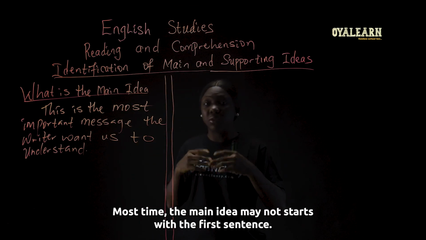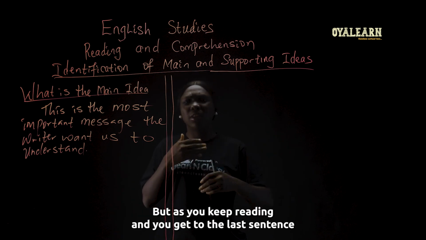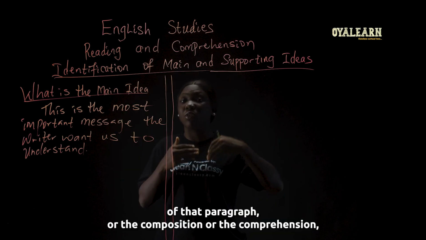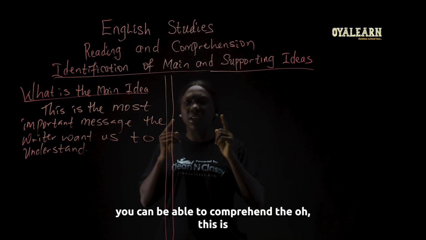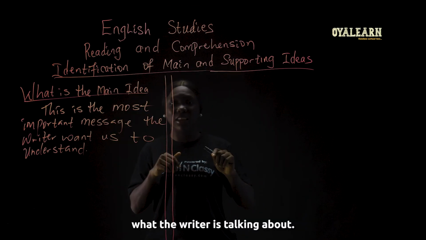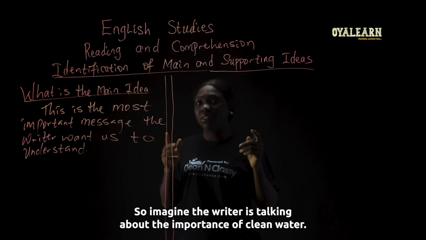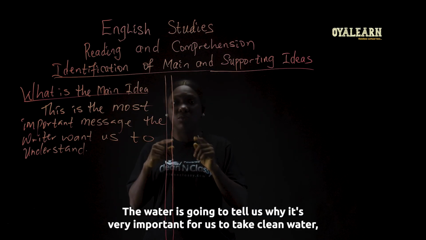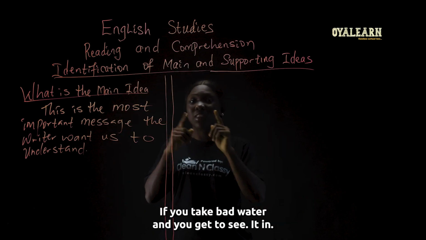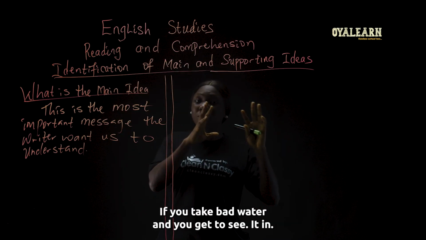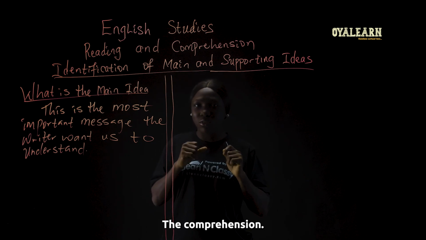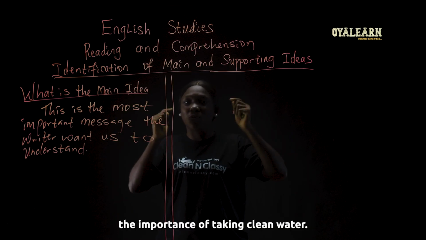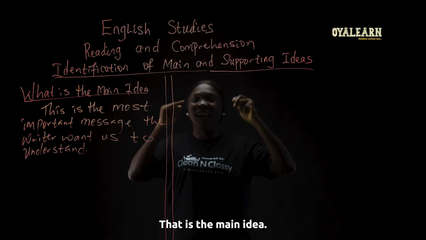Most times the main idea might not start with the first sentence, but as you keep reading and you get to the last sentence of that paragraph or that composition or the comprehension, you can comprehend, oh, this is what the writer is talking about. So imagine the writer is talking about the importance of clean water. The writer is going to tell us why it's very important for us to take clean water and why it's not even good if you take bad water, and you get to see it in the comprehension. But the major thing is the writer is talking about the importance of taking clean water. That is the main idea.